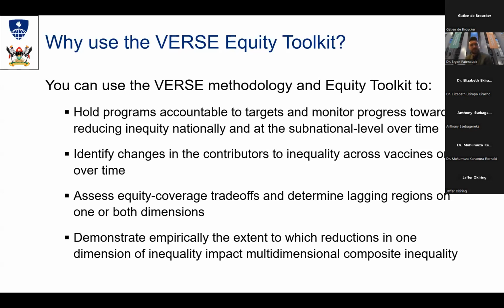We can also assess equity coverage trade-offs and determine sort of regions that are lagging on one or both dimensions, areas that are exceeding expectations and what was done right in those areas. We can do deeper studies. So it helps us target areas that are either under or overperforming, and to help us learn from those areas about what may be pitfalls or what might be contributors to success in terms of achieving equitable coverage. And we can also demonstrate empirically the extent to which reductions in one dimension of inequality impact multidimensional composite inequity.